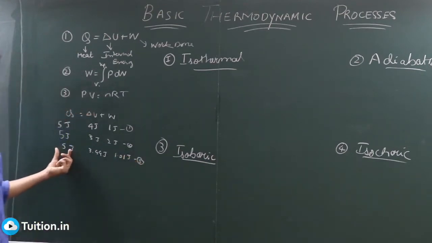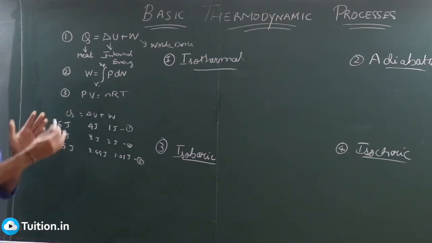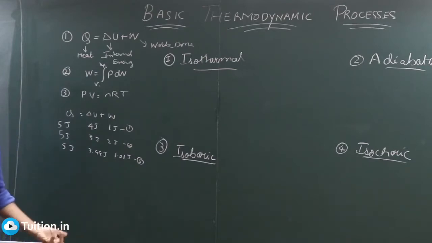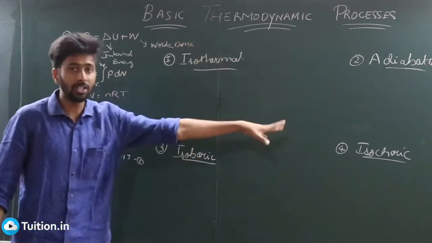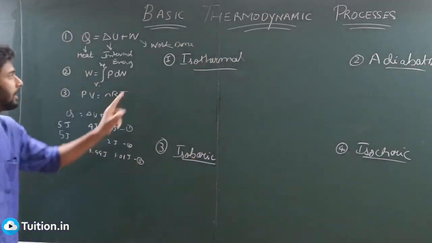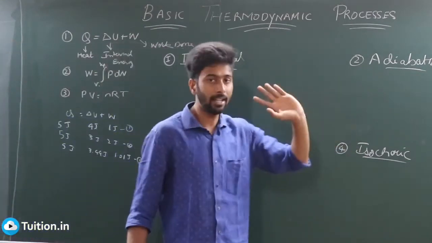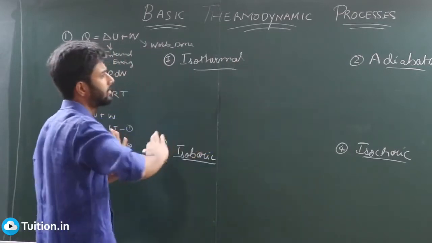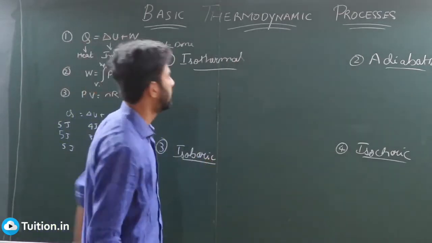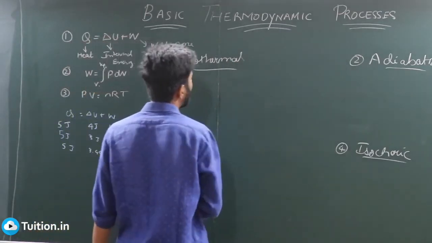Likewise, in how many ways can I split 5 joules into two quantities? There are infinite ways. Every way is a process. We are just picking up 4 special processes from all those processes. First is my isothermal, second is my adiabatic, third is my isobaric, fourth is isochoric. Each of these 4 processes is characterized by its special property. What is the property of the isothermal process?